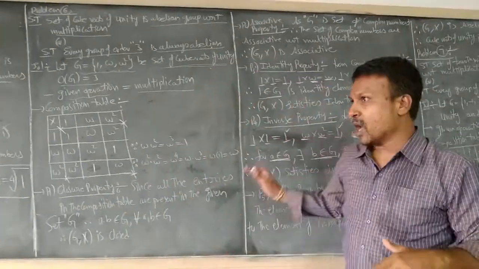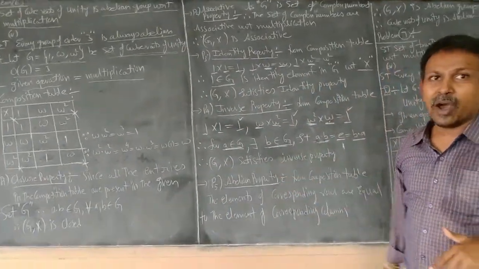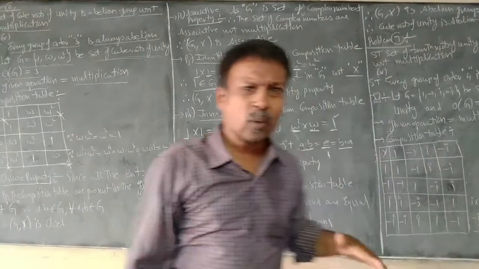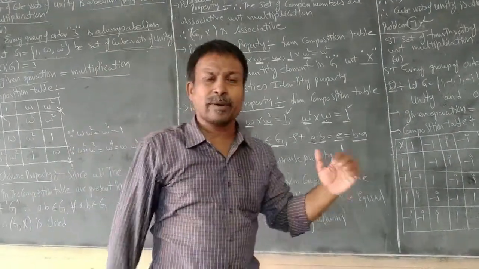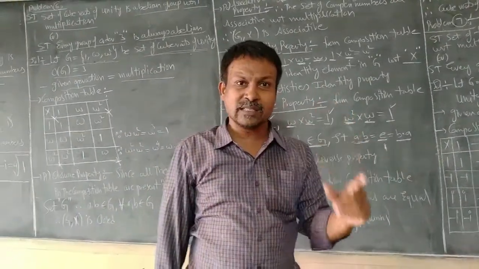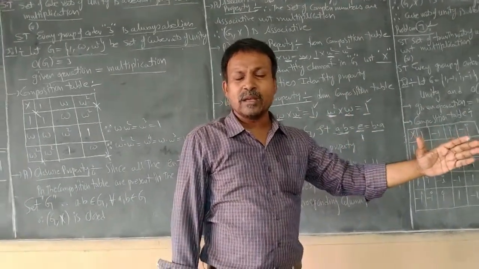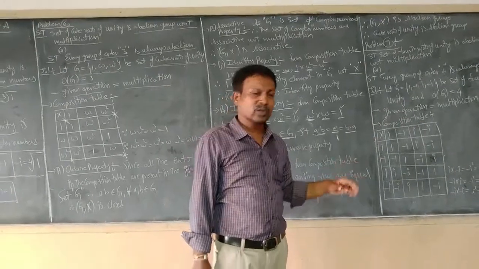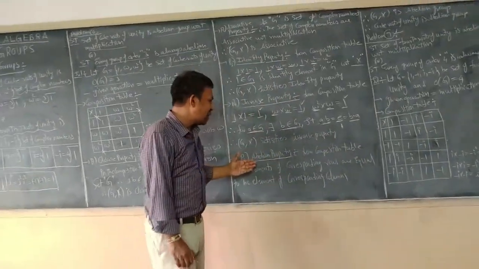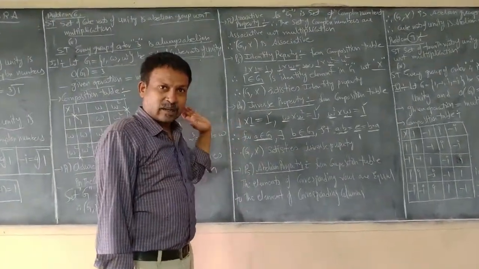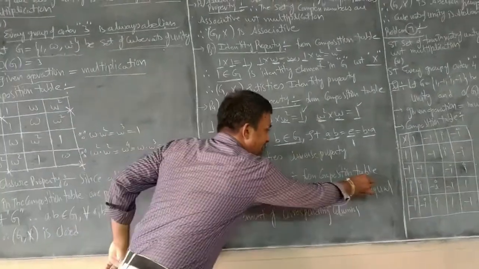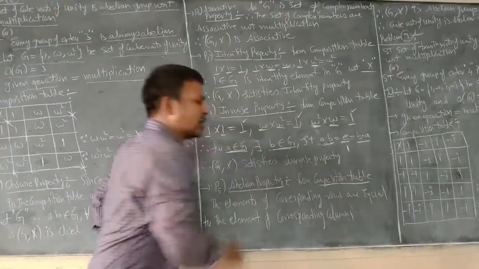Let us go to the last property, that is the abelian property or commutative property. What does the commutative property state? The commutative property with respect to multiplication states that AB is equal to BA for every A, B belongs to G. Therefore, the same property is being satisfied here. This property is shown from the composition table.